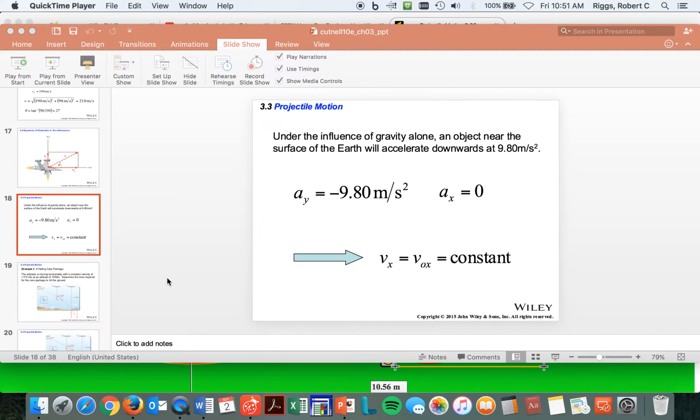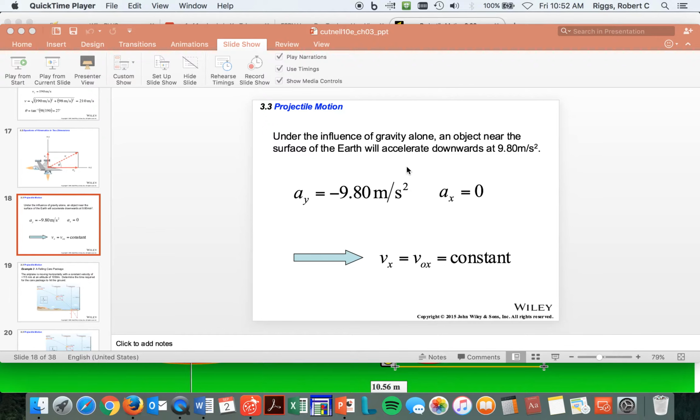Anyway, I thought I'd just introduce projectile motion, but there's a lot to this chapter, so I thought I would continue on, and we'll go through the slideshow here so you can see it. Then I will add another video recording where we talk more about projectile motion.